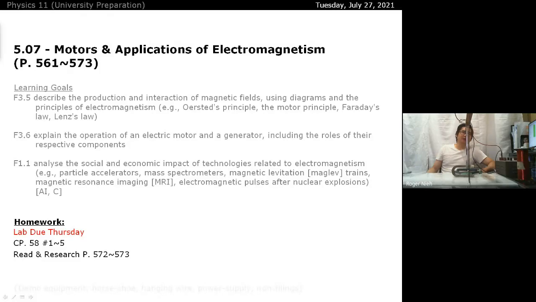Today we'll be talking about right-hand rule principle number 3, which is how motors work, and we'll also talk about applications of where electromagnetism is used in technology and in society.